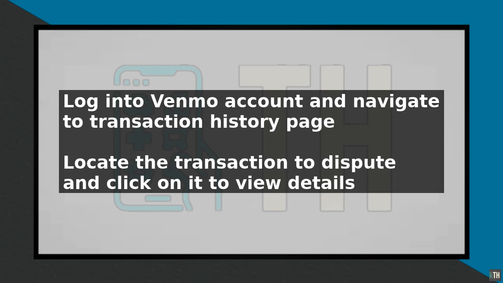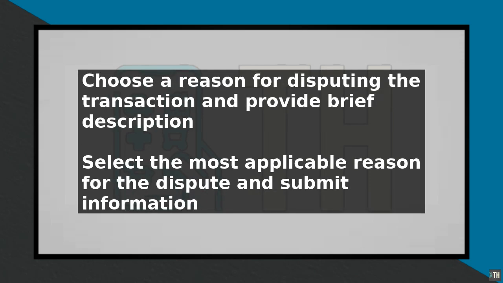Dispute this transaction. You will be asked to choose a reason for disputing the transaction, such as incorrect amount, unauthorized transaction, or incorrect recipient. Select the most applicable reason and provide a brief description of the issue. Venmo will then ask you to confirm the dispute and provide additional information if necessary.